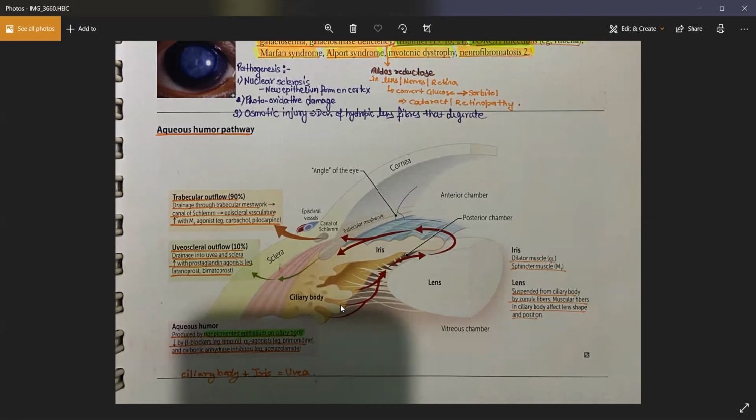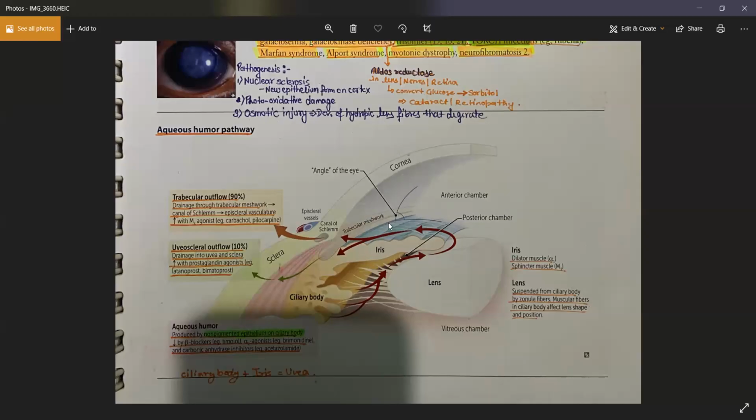So when the ciliary body forms the aqueous humor, it first travels in the posterior chamber, which is behind the iris and in front of the lens. Then it comes forward, and through the pupil it enters the anterior chamber. Then you have the angle of the eye, which is the angle between the cornea and the iris.